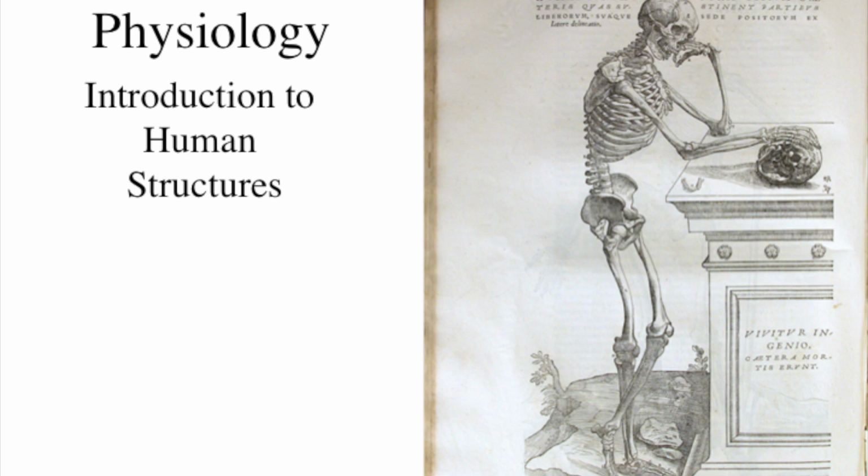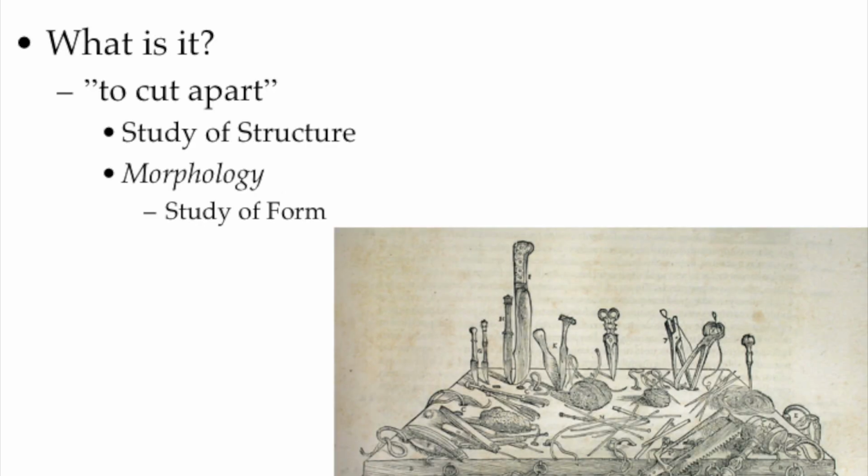So let's start with a definition of what anatomy actually is. The term anatomy just literally means to cut apart, to separate, and it is the study of structure. So that's what anatomy means, and that's what it is. It has nothing to do with chemistry, biochem, that's physiology. This is all about structure, shape, form, and function.